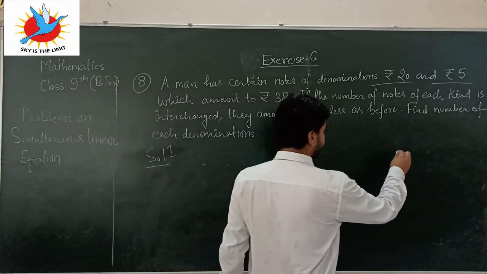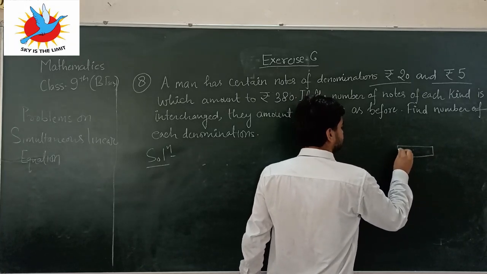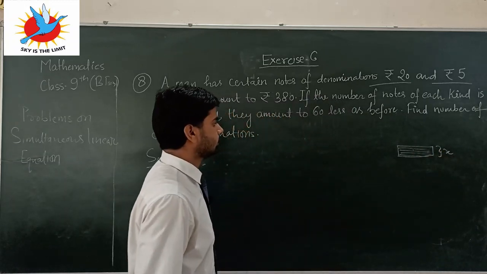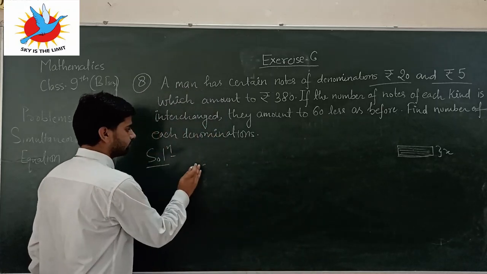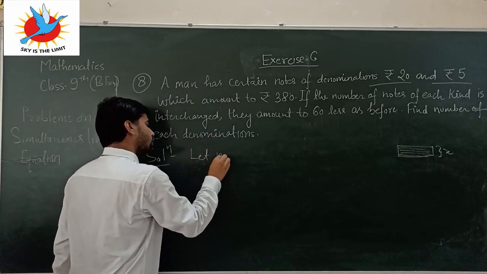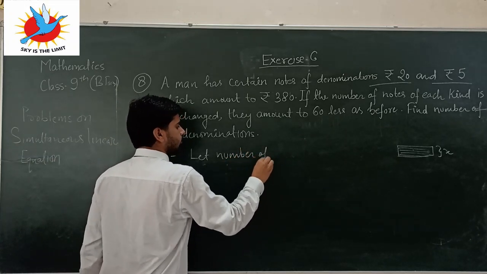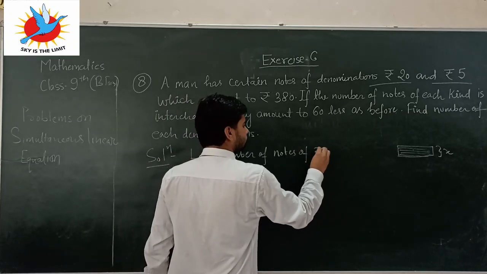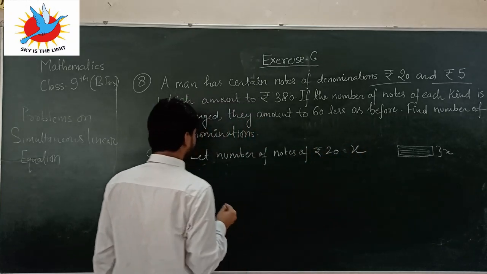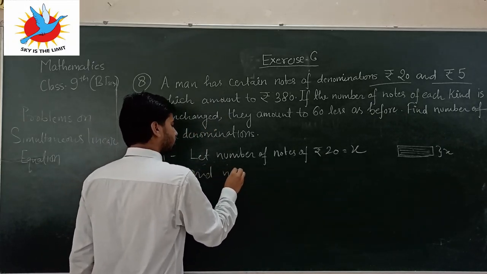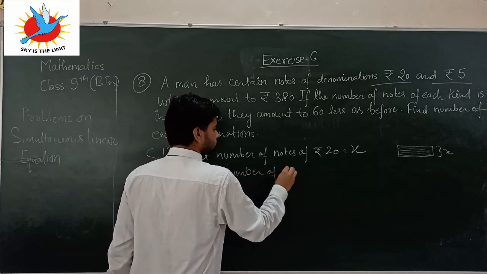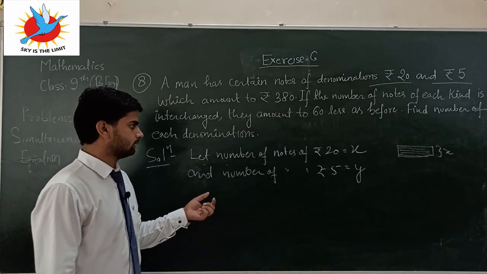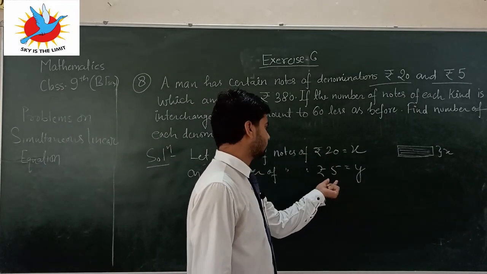Suppose we have a pack of notes of rupee 20, and this pack contains x number of notes. First, just assume the variables. Let the number of notes of rupee 20 equal x, and the number of notes of rupee 5 equal y. So we have x number of rupee 20 notes and y number of rupee 5 notes.